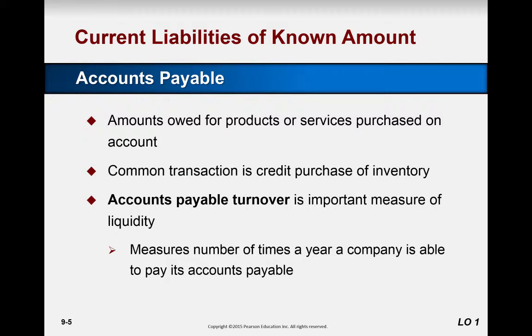So accounts payable is basically what is owed for the products or services, and it's pretty much like a credit for purchase of inventory is mostly what you'll do. Remember, accounts payable is towards vendors and accounts receivable is towards customers. So accounts payable turnover is a ratio that we use, and basically that lets us know how liquid the company is or how quickly they can pay off their AP through cash.